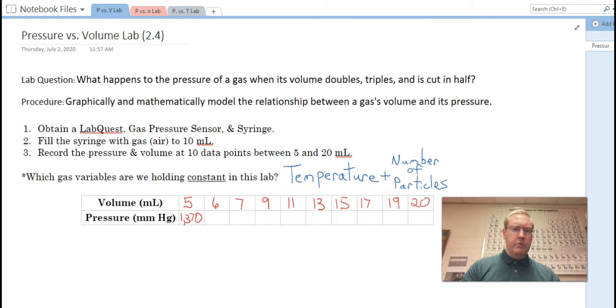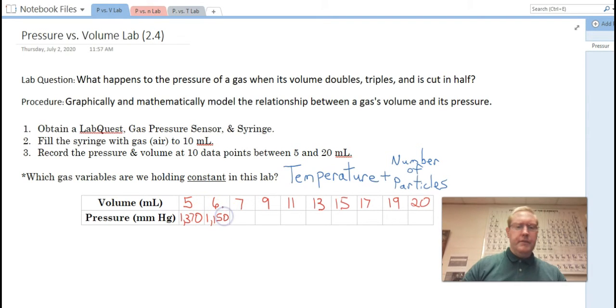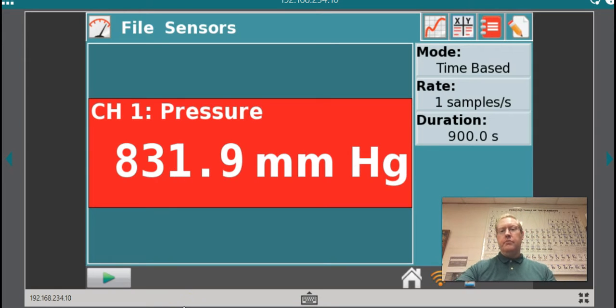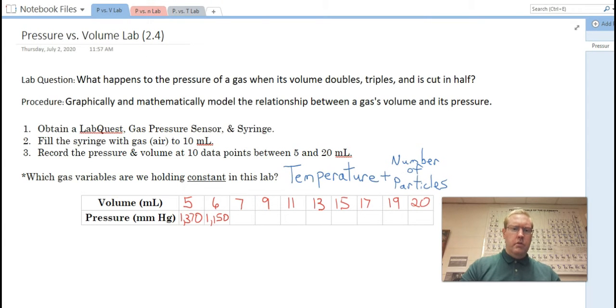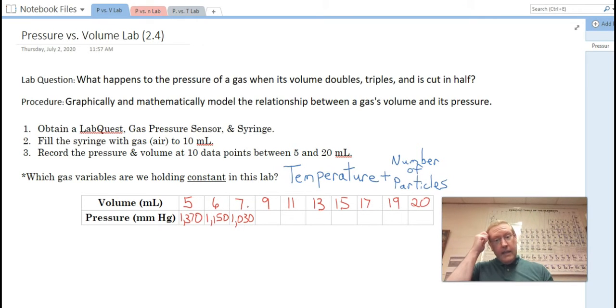So I'm going to go back to my data table. 1,150. Now I can do 7. That's about right. So I'm right at about 1,030. Okay. And I can keep going with this.